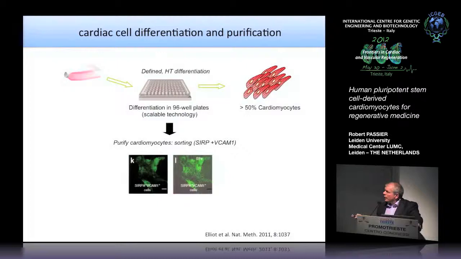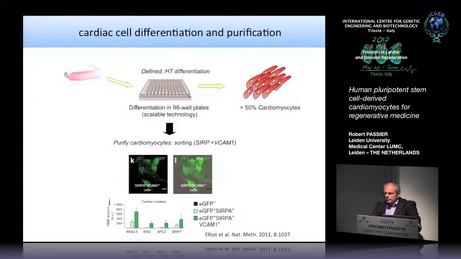You can see that by having the combination of SIRPA and VCAM, and SIRPA is not related to cardiac development, so it was a surprise to pick it up, but you can use it for sorting of these cells. And here you can see the co-expression with GFP. And also, if you take a look at the different populations after sorting, so the negative fraction or the SIRPA and SIRPA VCAM positive populations, you can see that markers such as NKX2.5, IRX4, and myosin light chain, etc., are increased in those sorted cells.